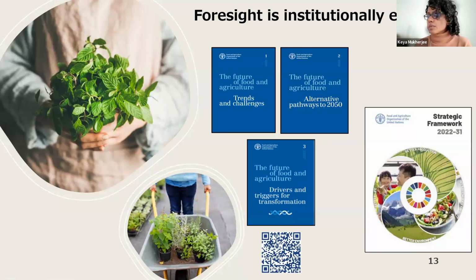And foresight is actually becoming quite important because the last strategic framework of FAO that was published had a very big foresight component to it because we wanted to look into the future and think about what are the different trends and drivers around agri-food systems that we need to be prepared for as FAO. And so foresight is becoming quite important for our work at FAO.